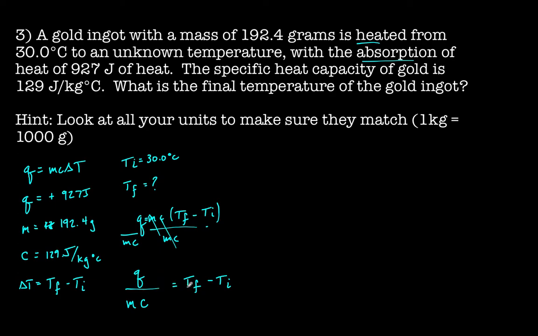Now, I want temperature final by itself, and if you notice, I'm subtracting here. In order to get rid of the subtraction, I'm just going to add TI to both sides. It's going to cancel here, and if I rewrite it, I'm going to have my heat divided by mass times specific heat capacity plus TI is going to equal my temperature final.